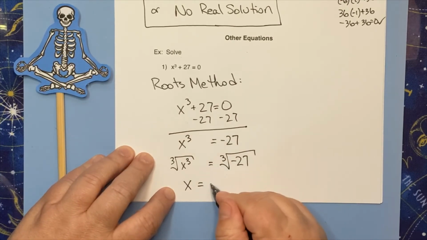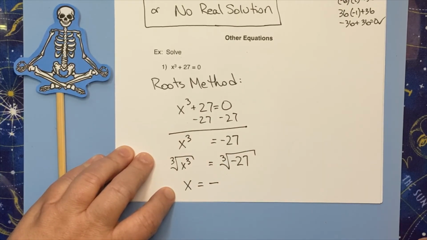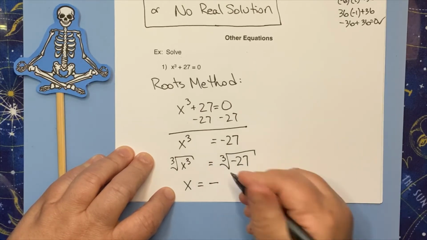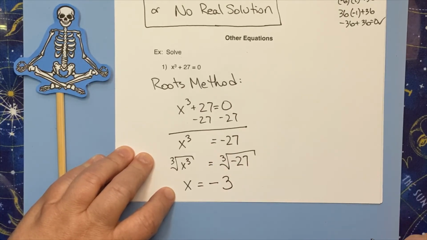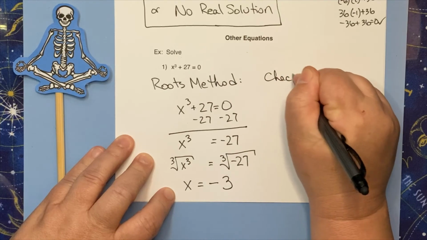X equals the cube root. Now it's negative, and I said that means we're going to end up with a negative. And the cube root of 27 is 3. Shall we check? Let's check.